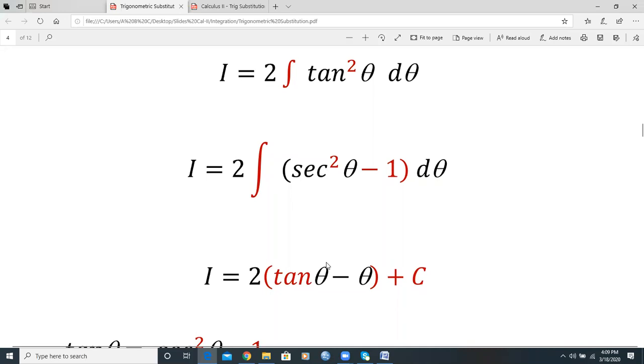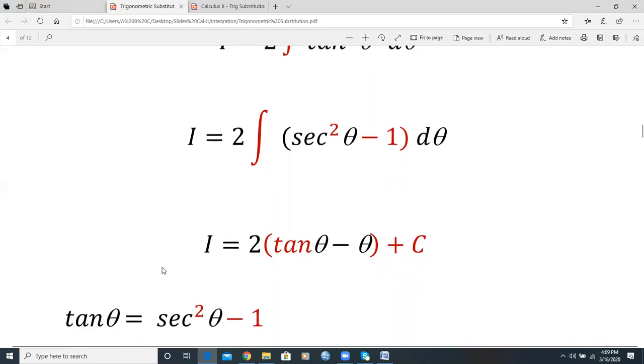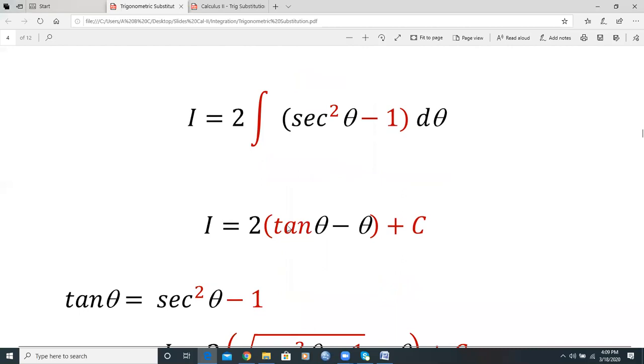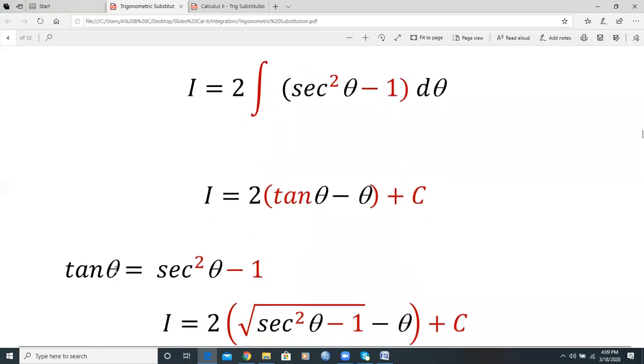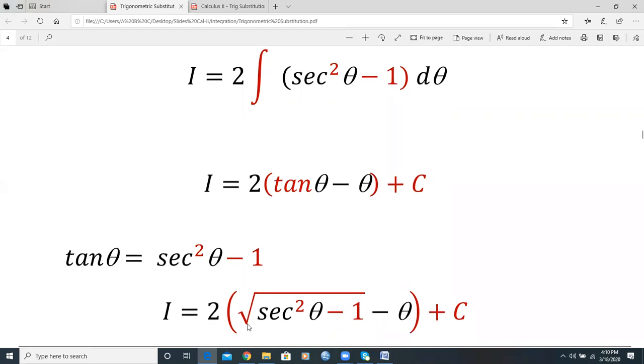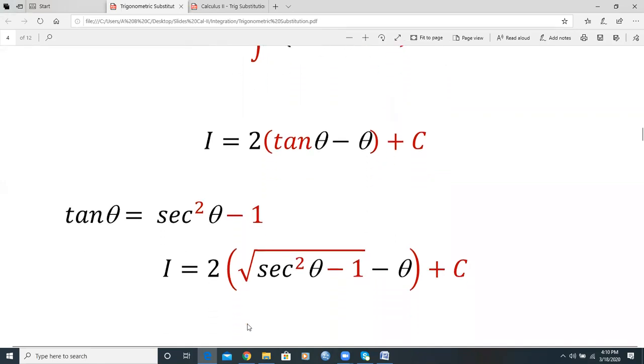So next we apply this reverse substitution. We replace this tangent theta by, yes, this is tangent square theta. Actually, we will replace this tangent square theta by sec square theta minus 1. So this tangent theta actually becomes square root sec square theta minus 1. There is a typing error here. This is tangent square theta. Okay, tangent square theta is equal to sec square theta minus 1. So we replace this tangent theta by square root sec square theta minus 1.